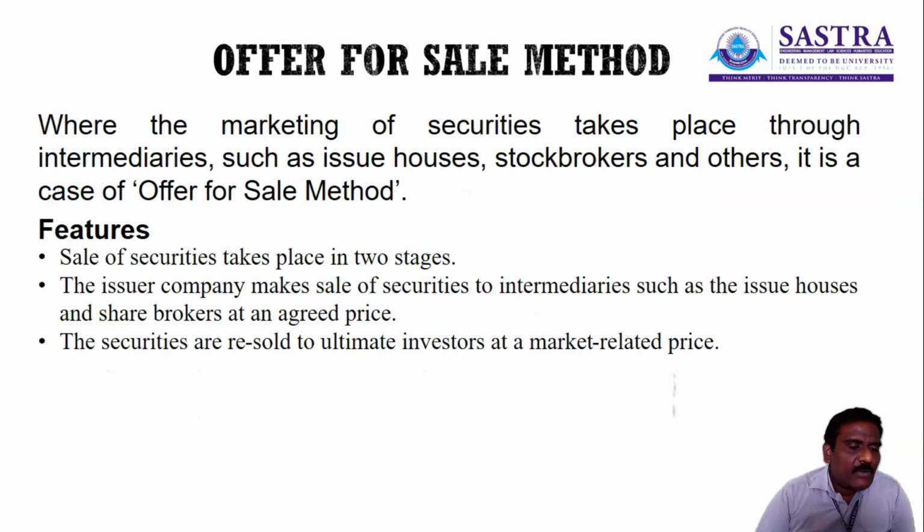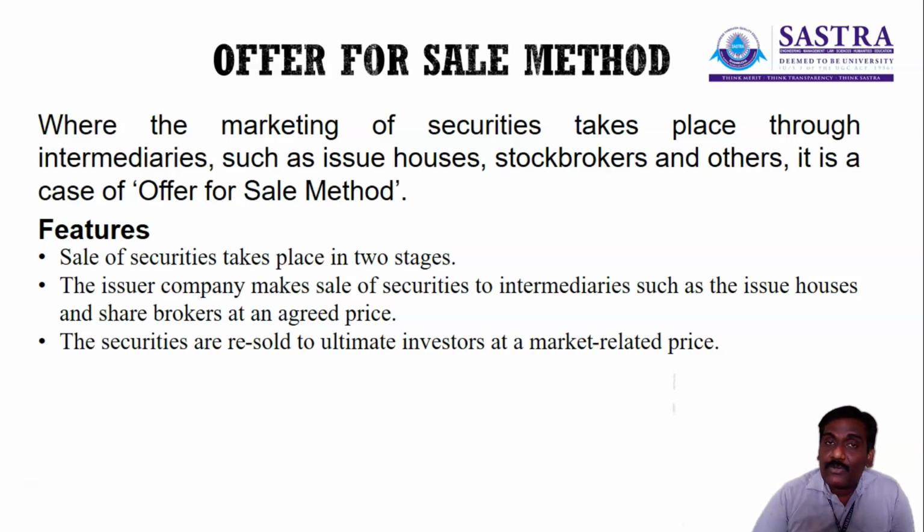The second one is the offer for sale method. It is institutional placement, where marketing of securities takes place through intermediaries, selling of securities through the intermediaries. The intermediaries, like issue houses, underwriting firms, merchant bankers, stockbrokers and other people associated with that, are involved in the process of the offer for sale method. It means initially they are going to buy the securities from the organization or the issuer. Later they are going to sell the securities to the investors.